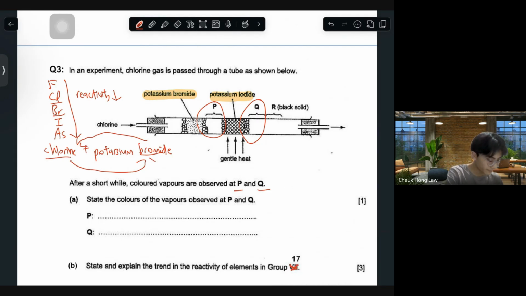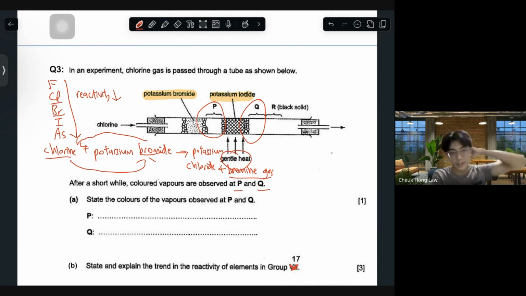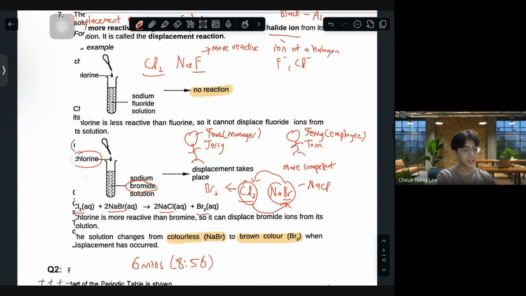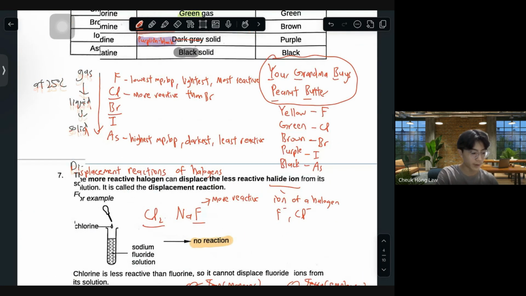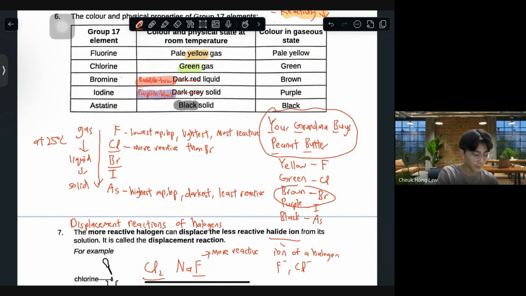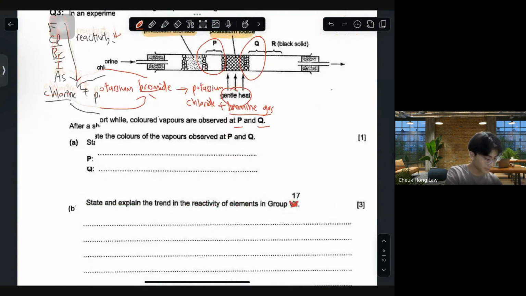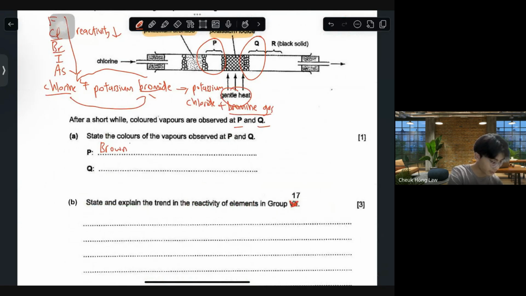So now what do you form? Potassium chloride and bromine gas. Why is it a gas? Because there is heating. Heating caused the temperature to increase and thus making it a gas. So what's the color of bromine gas? It is reddish brown, right? If you look at this table actually, brown or reddish brown, they are both accepted. So you can either say brown or reddish brown.